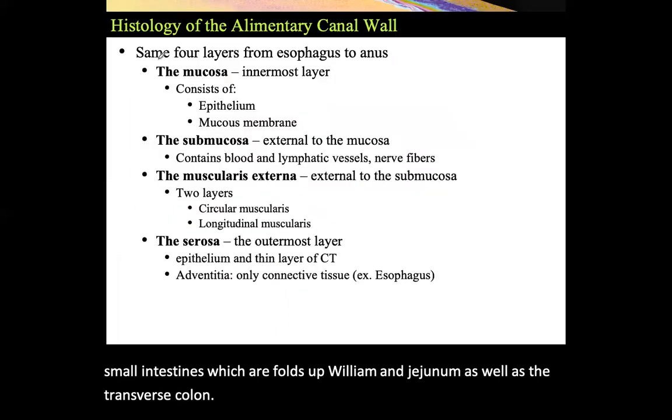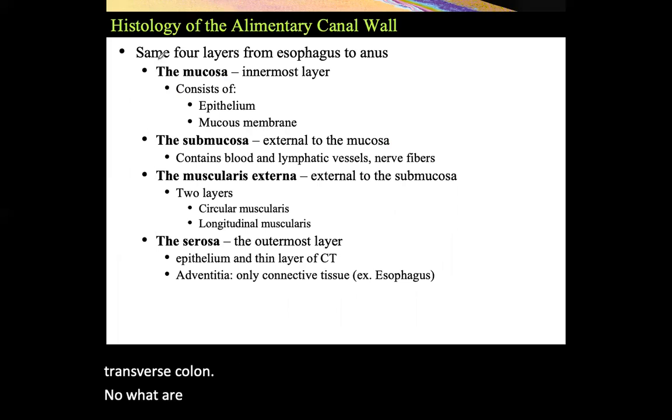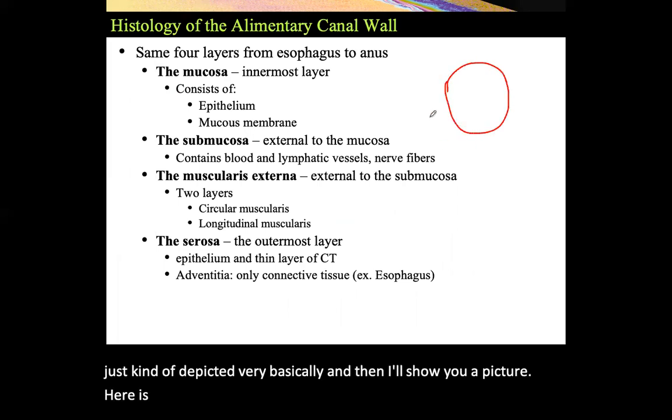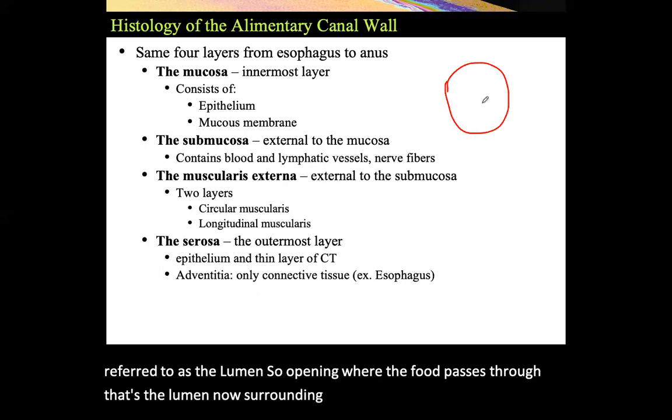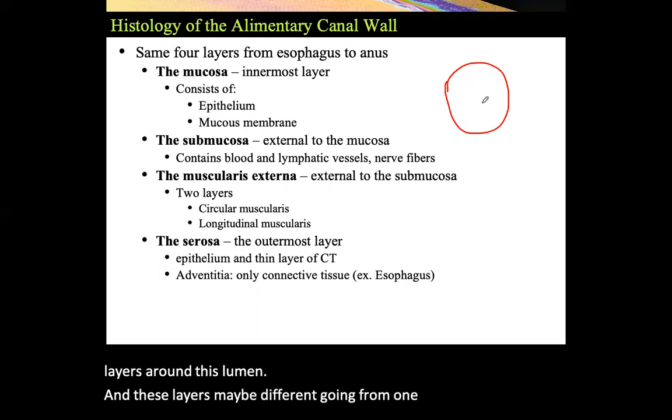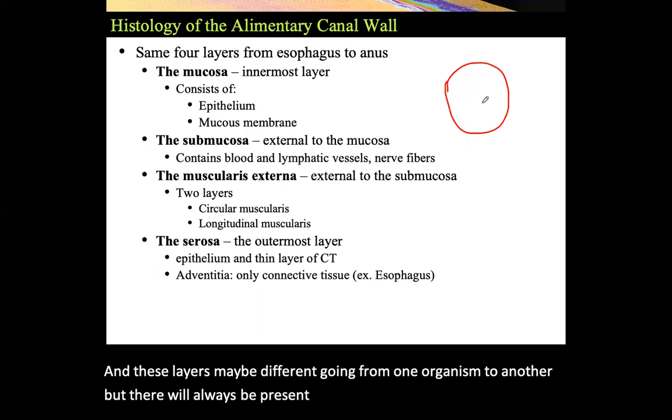Now, what are the layers of the alimentary canal? I'm just going to depict it very basically, and then I'll show you a picture. Here is the tube where the food passes through, and this tube is referred to as the lumen. So the opening where the food passes through, that's the lumen. Now, surrounding the lumen, starting from the esophagus all the way to the anus, you will have 4 layers around this lumen. These layers may be different going from one organ to another, but they will always be present in terms of the structures.